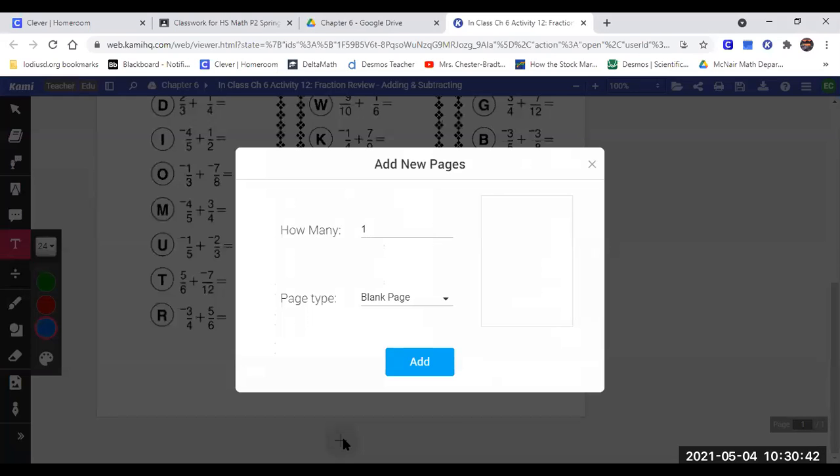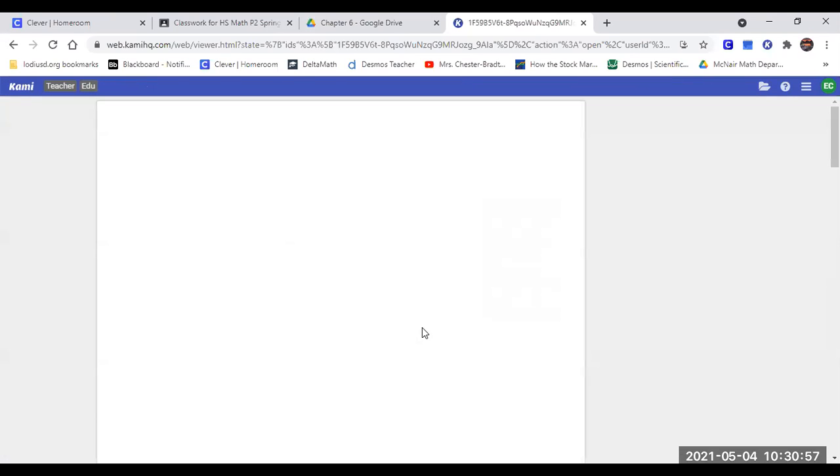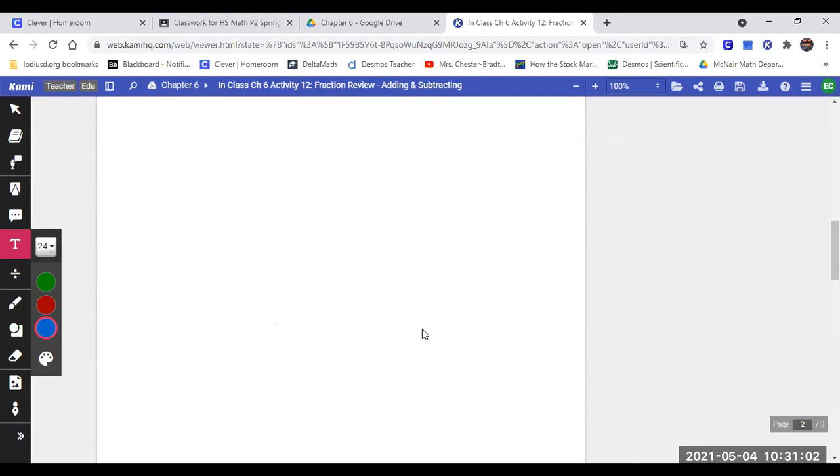If you took more than one picture, you need to add however many pages your pictures you took. I took 2, so I have to add 2 pages. If you took 1, you add 1 page. If you took 4, you add 4 pages. We get it? However many pictures you took is how many pages you add.